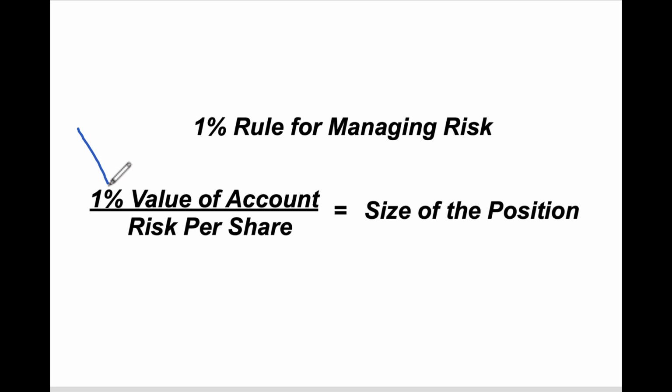You take 1% of the value of your account and you set a risk per share, which is basically the buy price minus your stop price. So if you have a stock that you're buying and you put a $2 stop below that, your risk per share is going to be 2. So you divide your risk amount, which is the 1% value of your account, by the risk per share, and that's going to give you the proper size of the position.